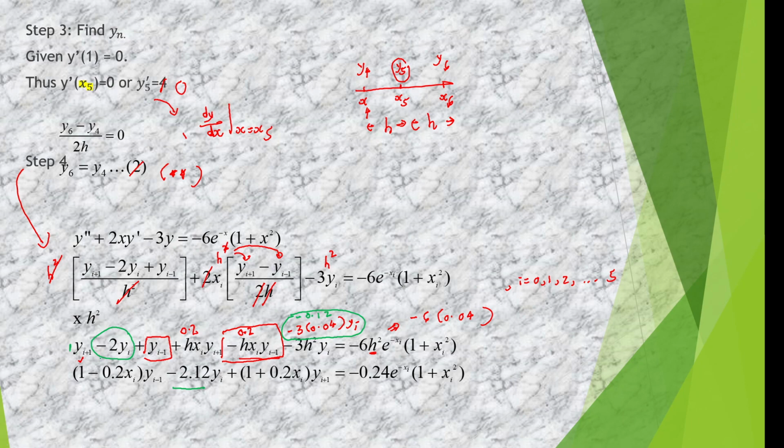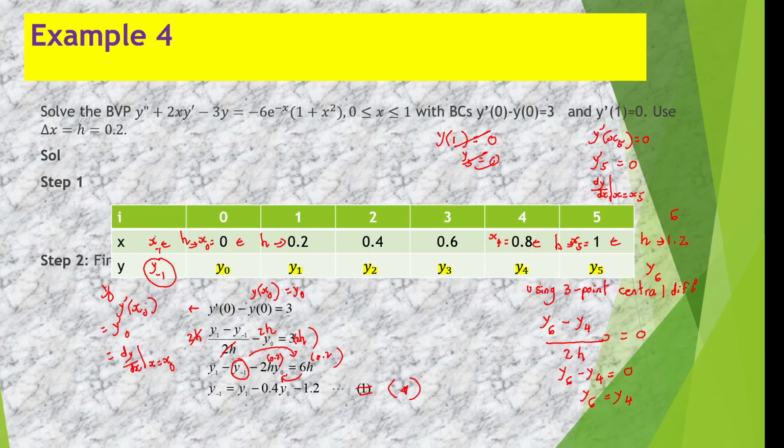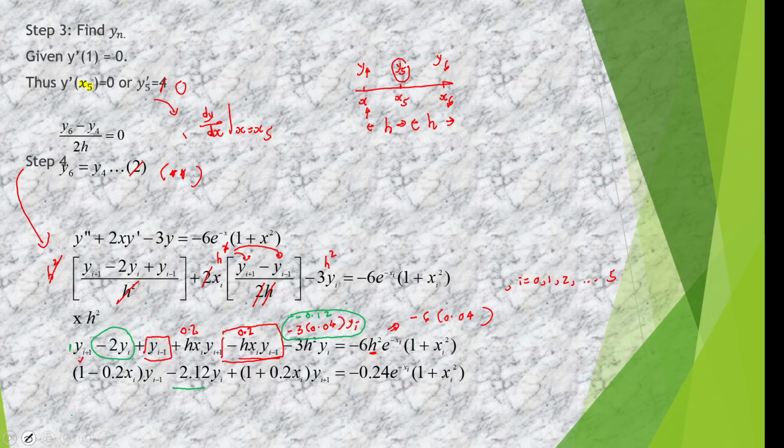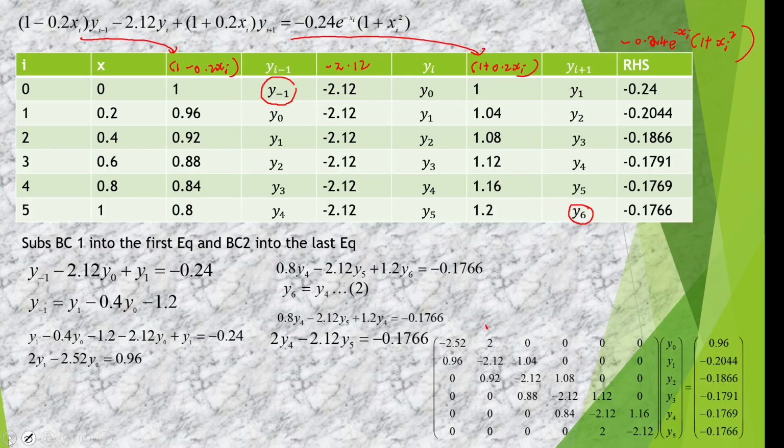The following step is actually from the finite difference formula that you obtain. Refer back to the step 1 diagram. You need to solve y naught, y1, y2, y3, y4, y5. Hence, you need to substitute i from 0, 1, 2, 3, 4, 5 into that finite difference formula that you obtained in step number 4. So here, let's say this is step 5.